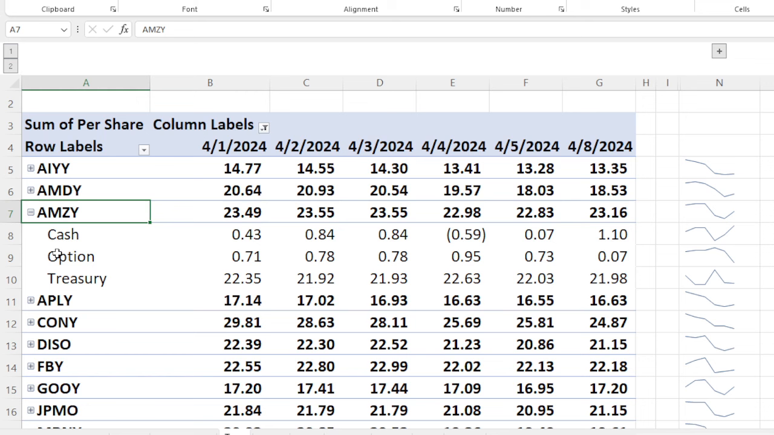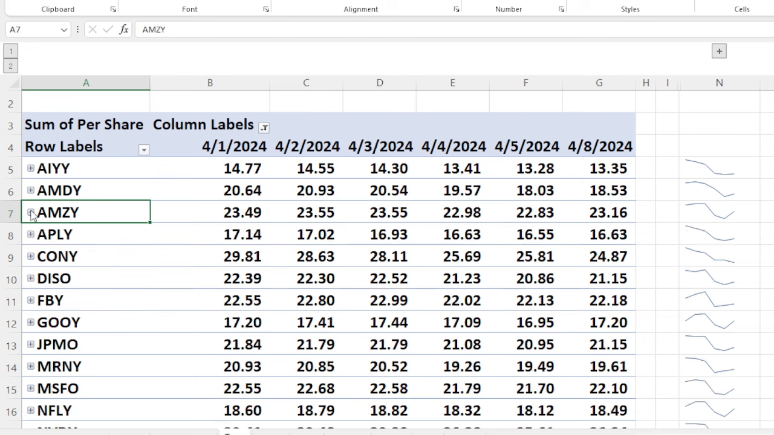AMZY held on to most of its NAV pretty well, I would say, and the cash went up from 43 cents to $1.10. Treasuries dipped a little bit, and the option position went from 71 cents down to only a 7 cent debit. So hopefully there's room for improvement, although they're holding up better than most.